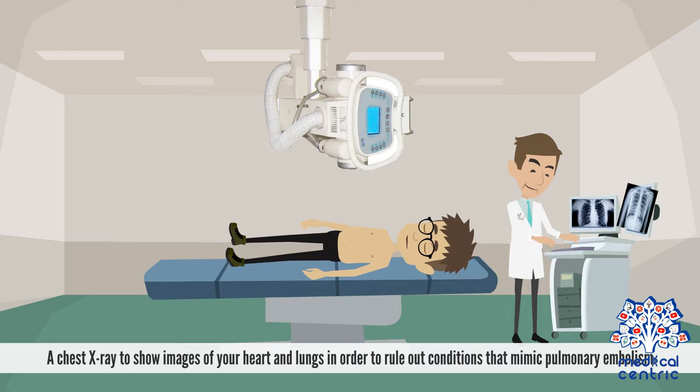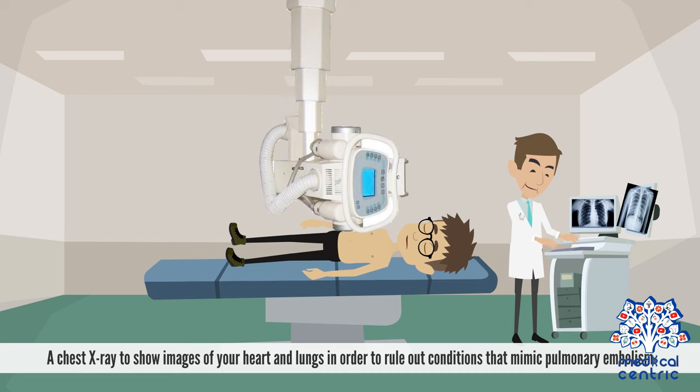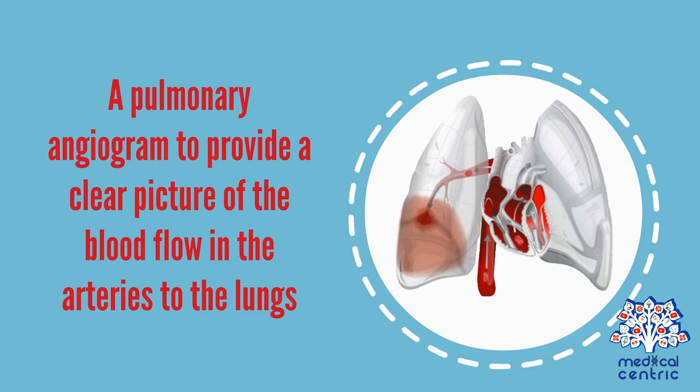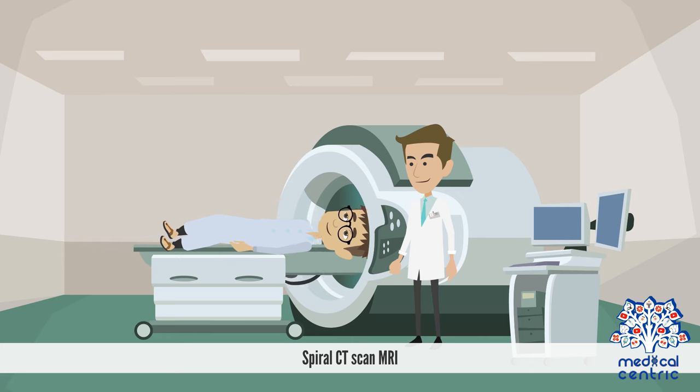A chest x-ray to show images of your heart and lungs in order to rule out conditions that mimic pulmonary embolism. An ultrasound procedure known as duplex ultrasonography to check for blood clots in your thigh veins. A pulmonary angiogram to provide a clear picture of the blood flow in the arteries to the lungs. Spiral CT scan, MRI.